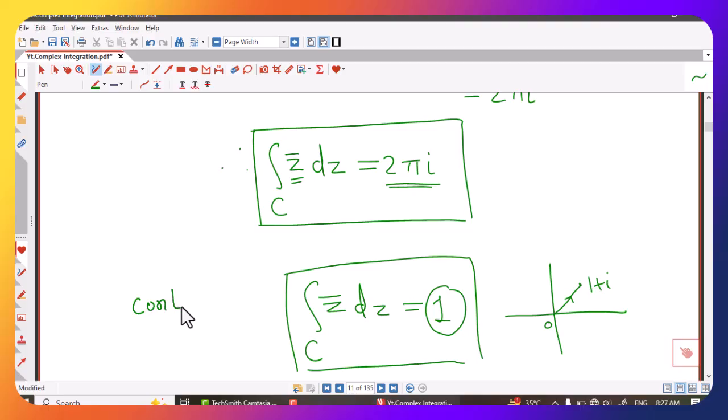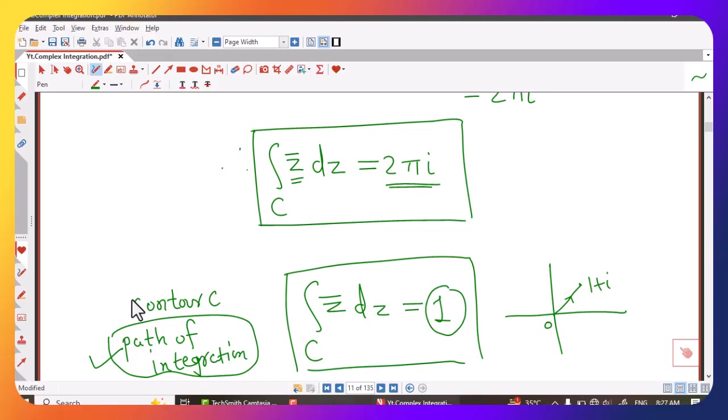We are integrating along contour C, and this contour C is also known as the path of integration. So we can observe that the integral of the same function is different along two different paths of integration. So the path of integration matters in contour integrals. But for some functions, if we integrate along any path of integration between the same initial and terminal points, then the integrals remain the same. That is a different story that we will discuss in upcoming lectures.